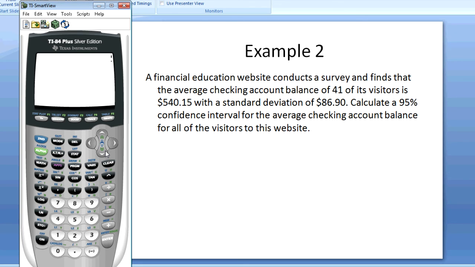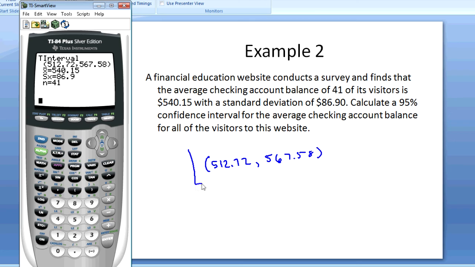So I go to calculate. It takes a second because the t-distribution is actually a little more complicated. And I get my result of 512.72, comma, 567.58. So this would be my answer. Obviously, I would interpret it, etc., but all the calculations are done within the calculator.